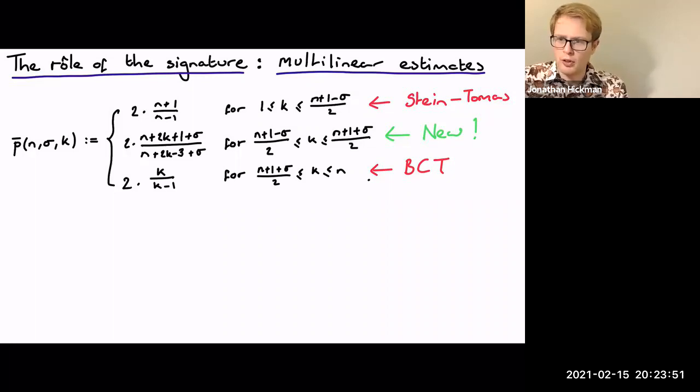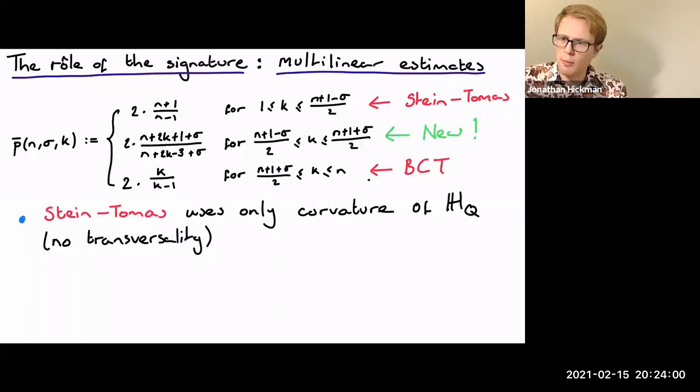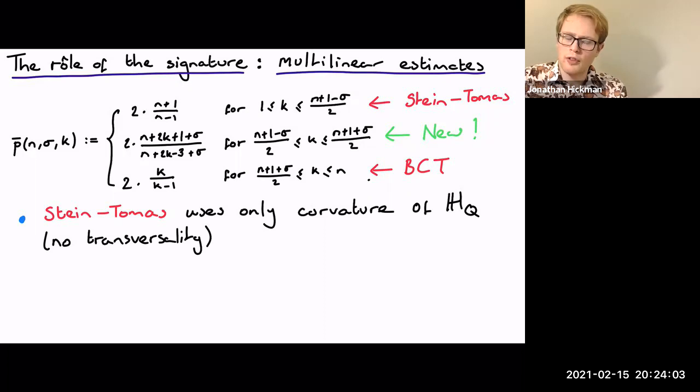Now, I want to reflect on some features of the inequalities we're using in these extreme regimes. First of all, remember, Stein-Thomas only uses the curvature of the underlying hypersurface, this hyperbolic paraboloid. And we do not use the transversality hypothesis in the multilinear setup. This is obvious because we can prove the inequality via Stein-Thomas and Hölder's inequality. If we apply Hölder's inequality, we isolate each of the factors in the geometric mean and we treat them individually. We don't use any of the transversality properties which describe how the terms in the factors relate to one another.